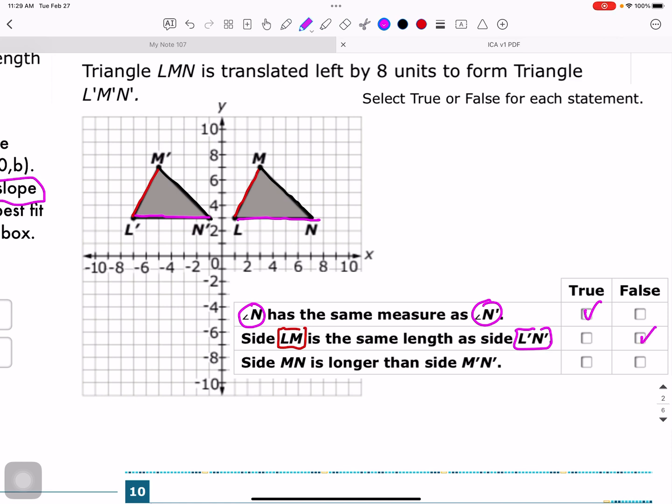They tried to make you think that they were going to ask about both red sides, but they didn't. All right, side MN, the old side MN is longer than the new side MN. The old red side is longer than the new red side. No, they're the same. Nothing changes.